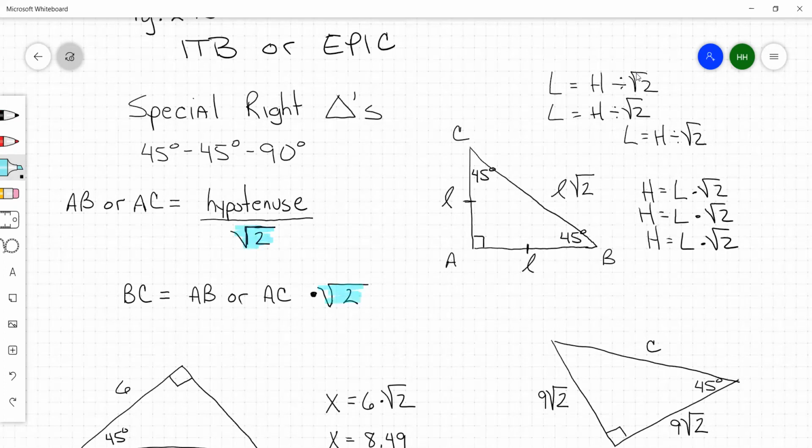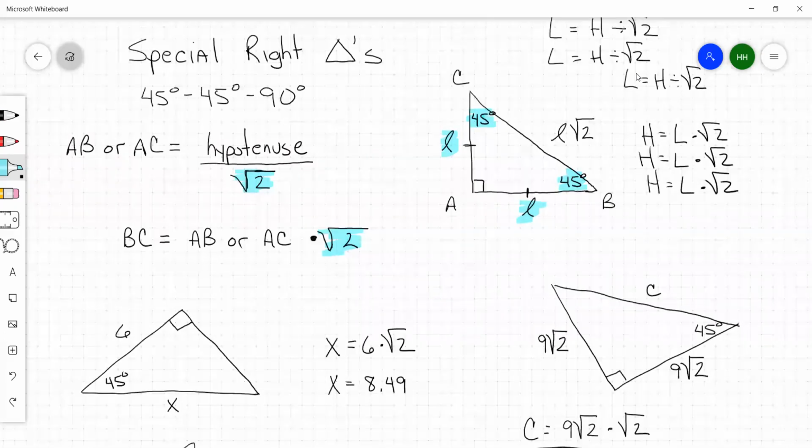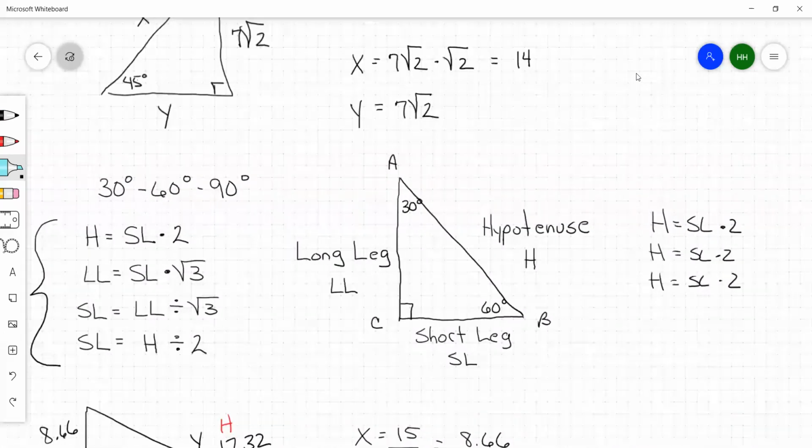You use the radical 2 to multiply or divide when you have two angles that have the same degree measure or two sides that have the same length. Use radical 2 when I got two of the same angles. Use the radical 2 when I got two of the same sides. I use radical 3 when I've got a 30, 60, 90.